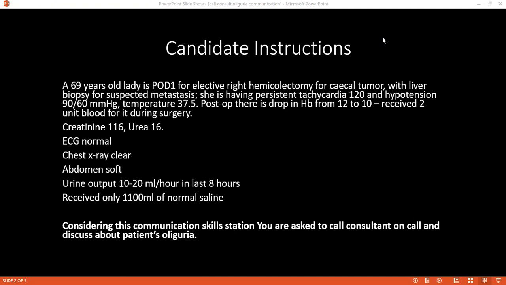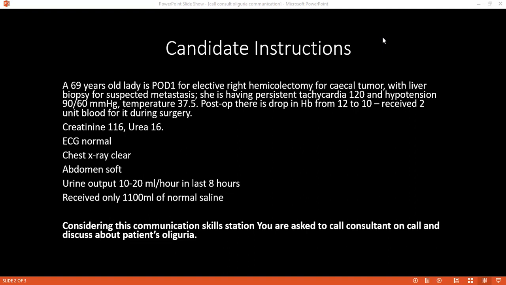Okay. What do you think is the problem here? I think the patient may be dehydrated, as she received only 1,100 ml of normal saline for post-operative day 1. Also, there was blood loss in the operation, but she received already 2 units of blood. Do you think the patient is bleeding? Maybe. I will monitor her vital signs and do serial abdominal examination, and if I detect any signs, I will get you updated.